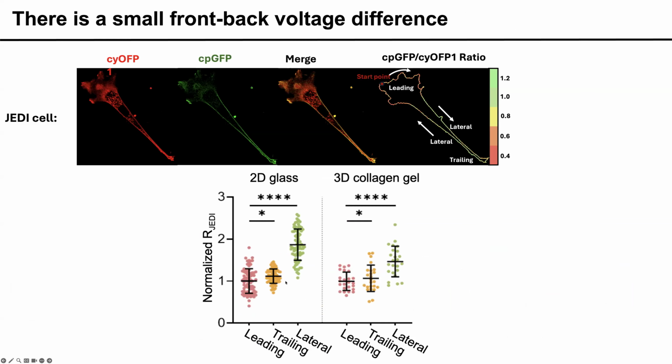It's interesting that we do see a slight voltage difference between front and back of the cell, as predicted by the osmotic engine, right? So between the leading edge and the trailing edge, there is a slight voltage difference, maybe not very statistically significant, but this really is nothing compared to the difference between the leading and trailing edge versus the lateral region. That is much more prominent. So the osmotic engine does not explain the gradient that we see.